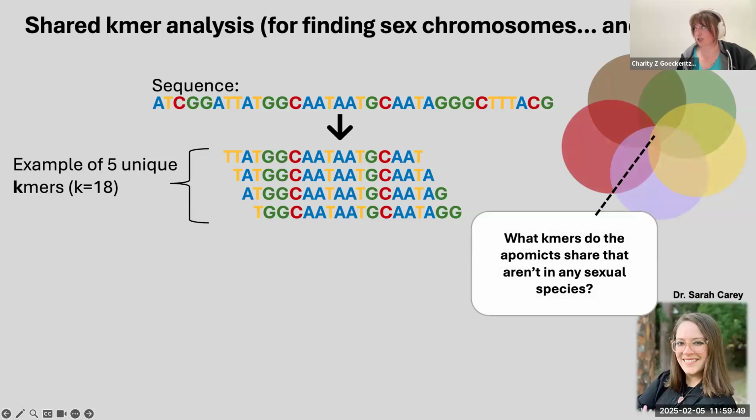So when Sarah does this, she looks at k-mers unique to groups of males and females. But in my context, I'm asking, what k-mers do the apomicts share that aren't in any of the sexual species? And this has an assumption though. This is based, again, on apomixis having a single origin in Malus and the genes conferring the trait probably being the same. Because if there were multiple origins and you had different genes, the resulting signal of shared k-mers would either be just noise or just downright disappear.